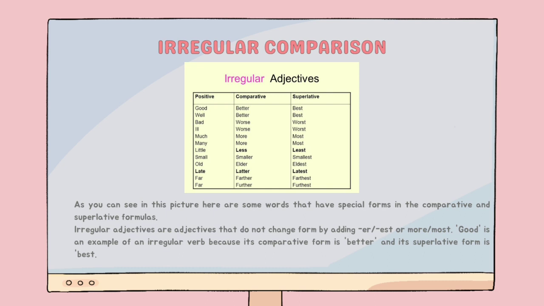As you can see in this picture, here are some words that have special forms in the comparative and superlative formulas. Irregular adjectives are adjectives that do not change form by adding er or est or more or most. Good is an example of an irregular adjective because its comparative form is better and its superlative form is best.